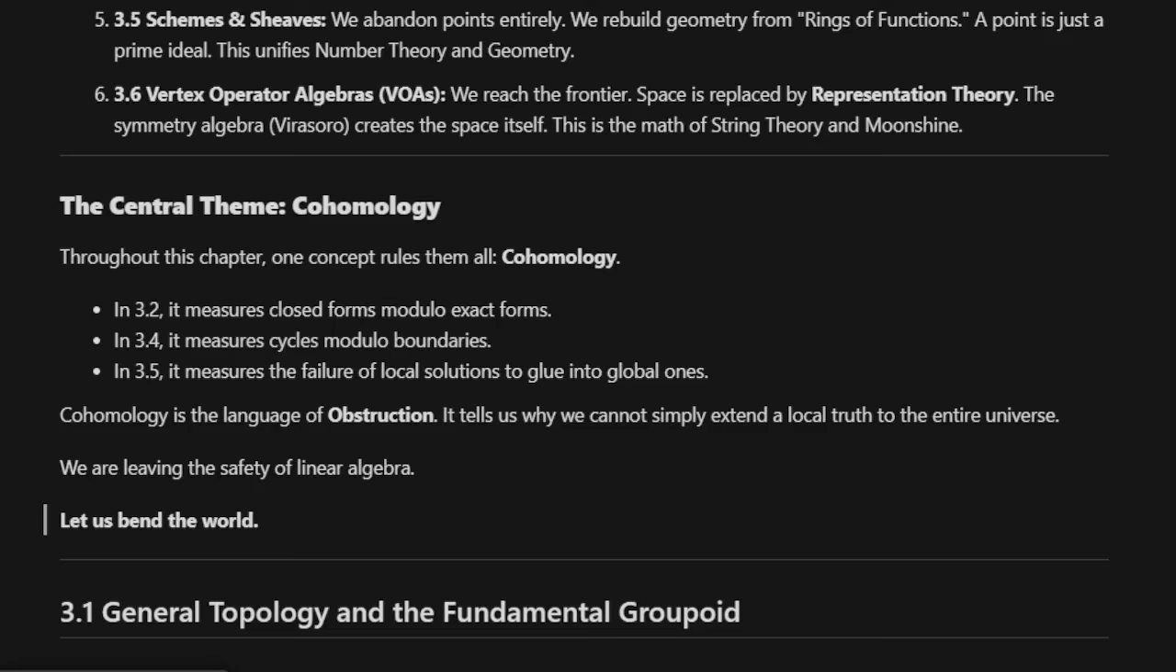it should be the concept of cohomology. If you take nothing else from this chapter, just remember this one word, because it's the antagonist, and it is also the protagonist of modern geometry at the same time.